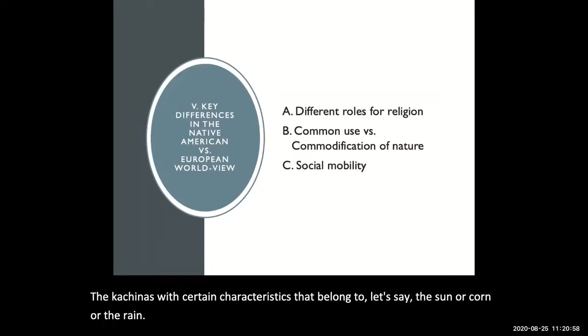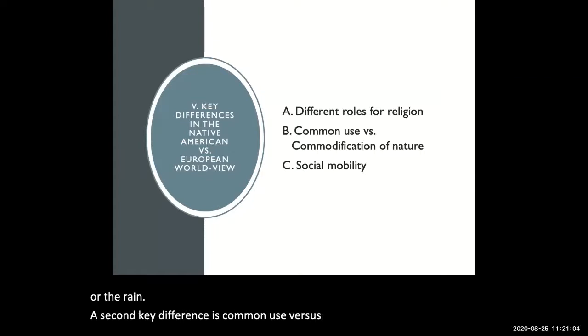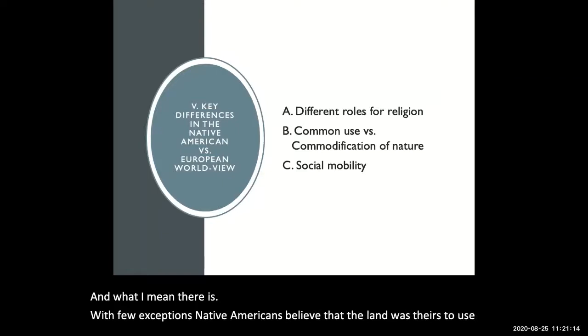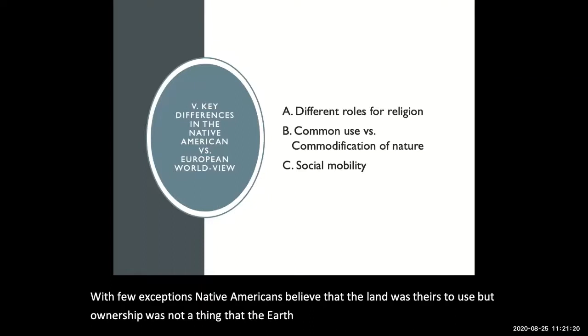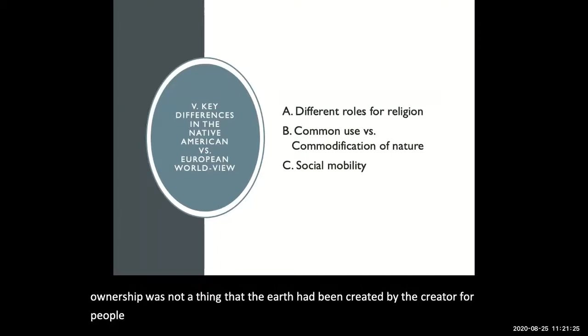A second key difference is common use versus the commodification of nature. And what I mean there is, with few exceptions, Native Americans believed that the land was theirs to use, but ownership was not a thing, that the earth had been created by the creator for people to live using that earth. But the idea that somebody could buy it, somebody could sell it, somebody should fence it off and nobody else could use it, that was pretty controversial.